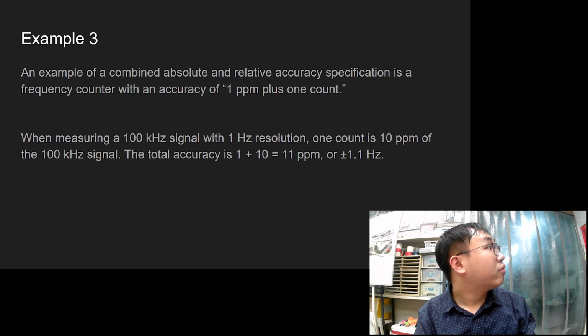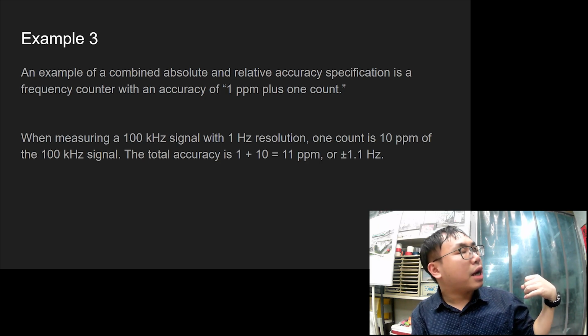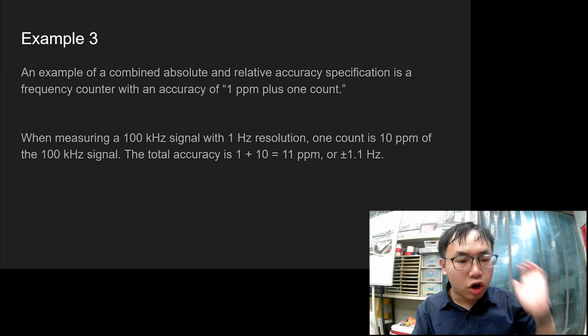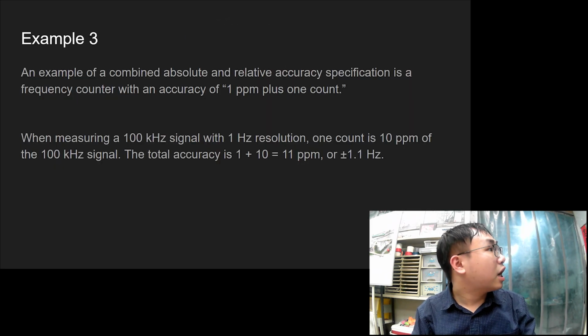Example 3, which is a combination of absolute and relative accuracy. What does it mean? From the textbook examples, a description may appear like this: 1 ppm plus or minus 1 count. But this is not that common in the exam, I guess. So what is 1 count? This is just plus 1, okay? Plus 1 ppm.